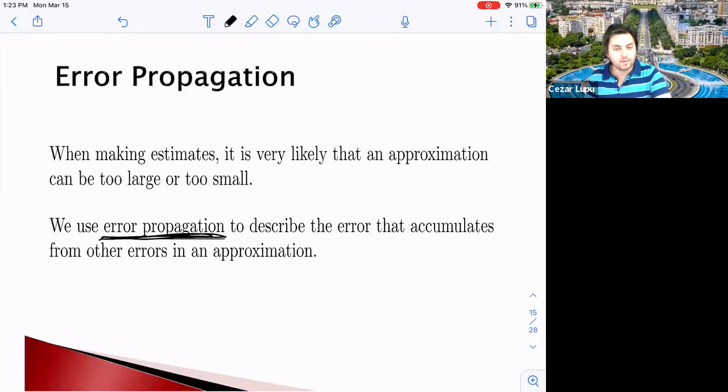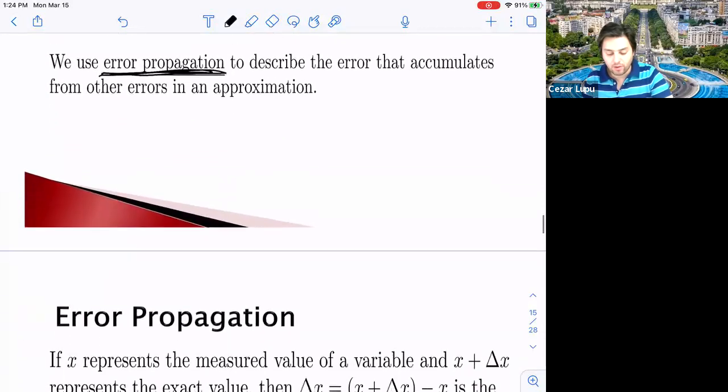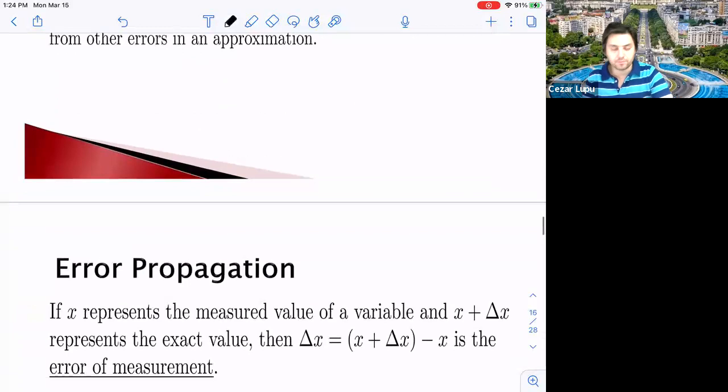Like I said, let me repeat that. We would like to describe the error that accumulates from other errors in an approximation. Okay. And first, let me start with the following. First, if x represents the measured value of a variable, and x plus delta x represents the exact value, well, guess what? We can write delta x as x plus delta x minus x, right? So that's the error of measurement.